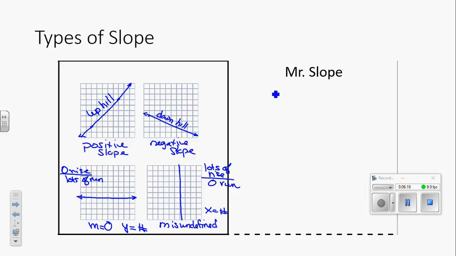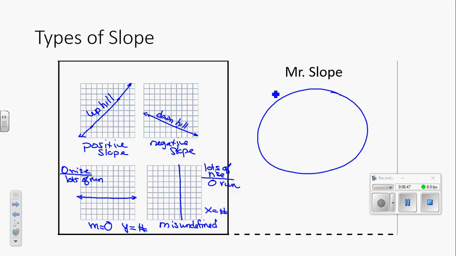All right. So the next thing we want to do then is to draw a picture of Mr. Slope. Mr. Slope is going to be a weird-looking dude. He's not going to be very pleasant, but he can help you remember what's positive, what's negative, what's 0, and what is undefined. So when you're drawing Mr. Slope, draw a big circle for his head.